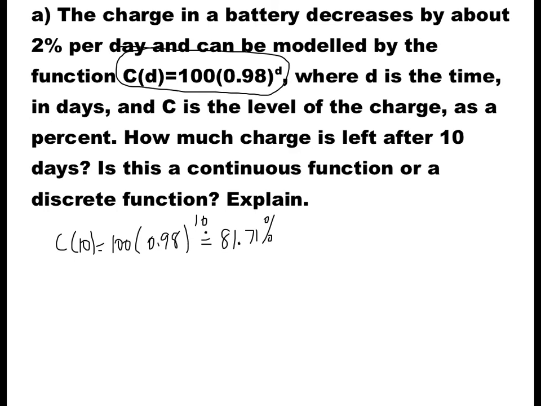Now, the most important part is the question: is this a continuous function or a discrete function? This is a continuous function. The reason is that the charge in the battery can be any value, any decimal value. In this case it is 81.71%. You can see that you have a decimal value, 0.71. There is nothing wrong with having this value. So that's why it's called a continuous function.